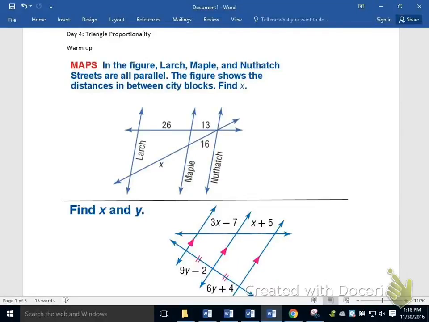Alright, welcome to day 4, triangle proportionality. Really quick on the warm-up, I am going to go over this one because you are talking about parallel lines and the proportionality of them.